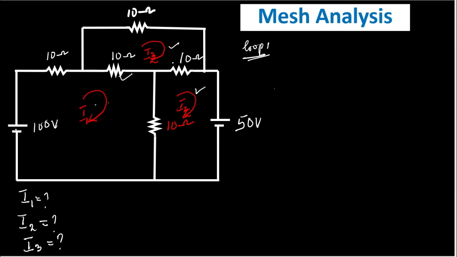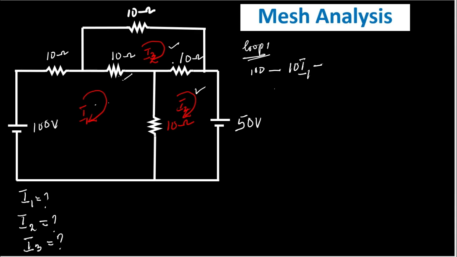Going in this direction, from the negative part of this battery to the positive part, I'll take this as plus 100 volts. Then I move to the next item, which is this resistor. It becomes minus 10 I1. Then I have another resistor of 10 ohms.